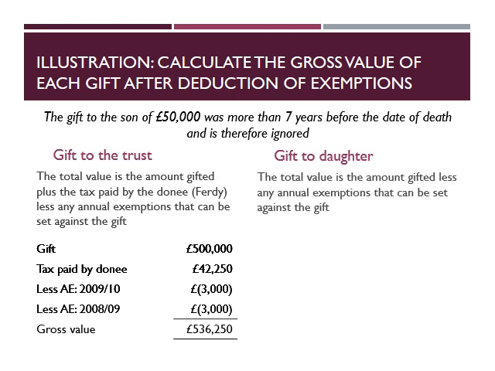Next, we'll calculate the gross value of the gift to the daughter on her marriage. So the total value is the amount that was gifted less any annual exemptions that can be set against that gift. We start with the value of the gift.